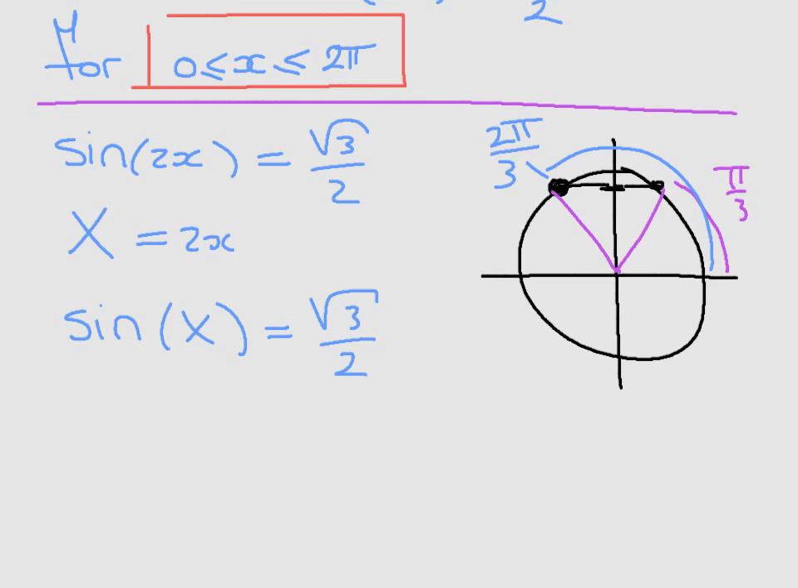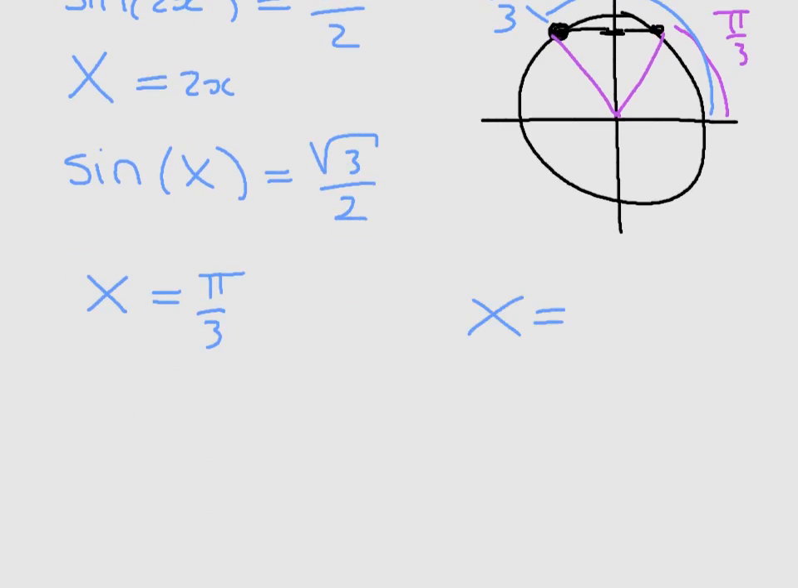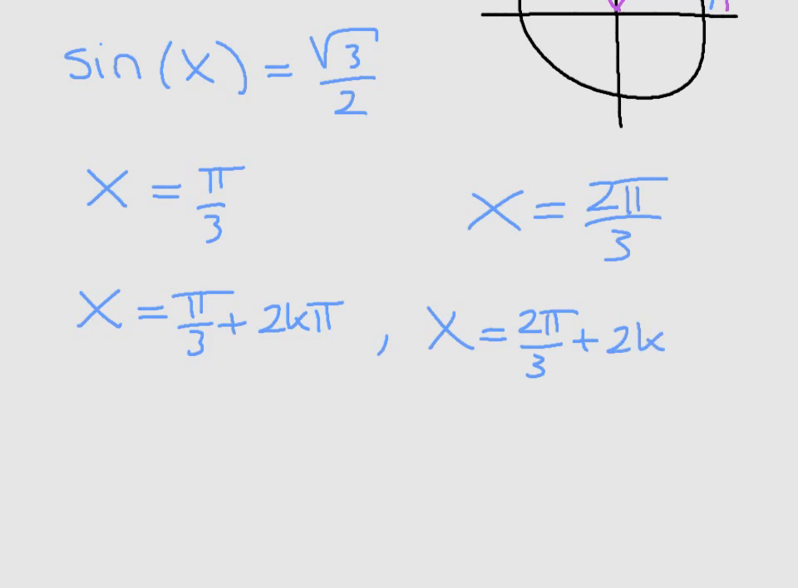So, we carry on. This means that capital X has to be equal to pi over 3, or capital X can be equal to 2 pi over 3. But now, that's just a solution going around the circle once. We have to consider the fact that we could go around the circle an infinite number of times. And to do that, we write capital X equals pi over 3 plus 2k pi, or capital X can be equal to 2 pi over 3 plus 2k pi.